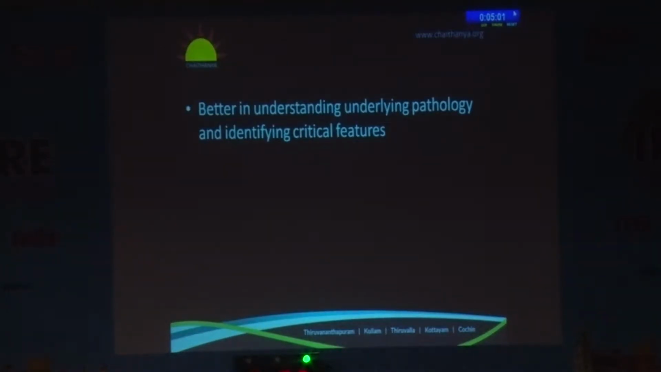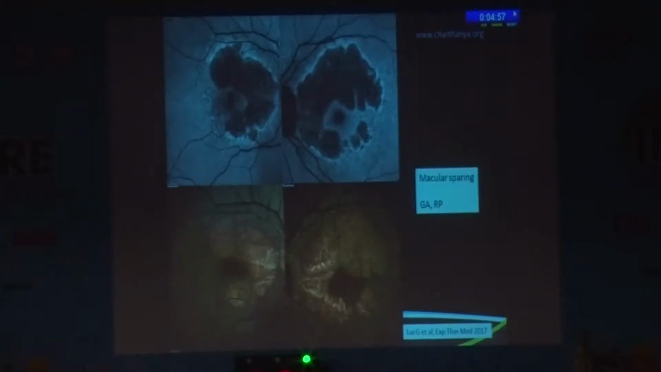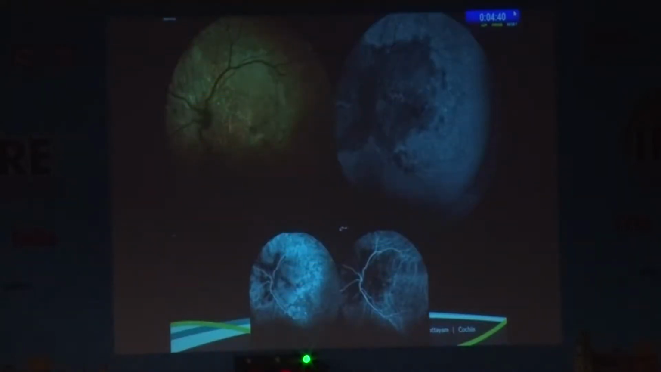Multicolor also helps in understanding and identifying certain critical features in some diseases. We know that in geographic atrophy, the best investigation is fundus autofluorescence, and basically to study macular sparing, this is very useful. Multicolor imaging closely mimics what you see on the fundus autofluorescence. Sometimes it even gives us better information.